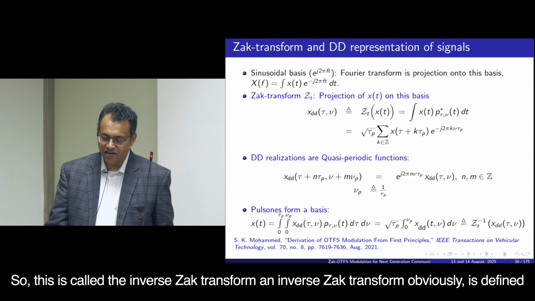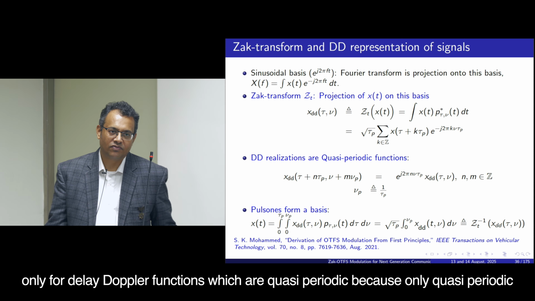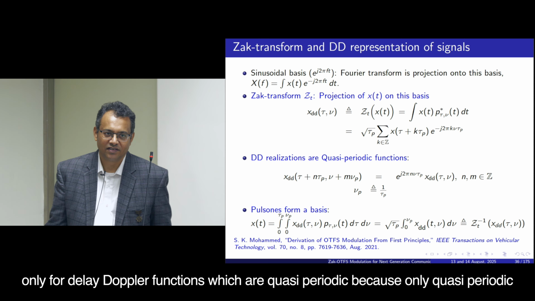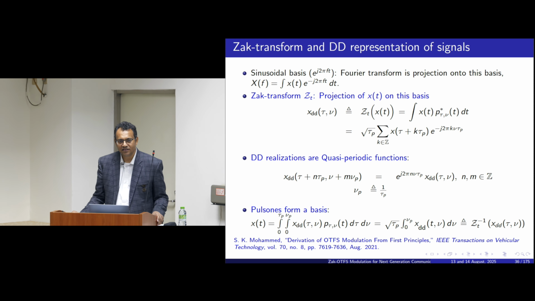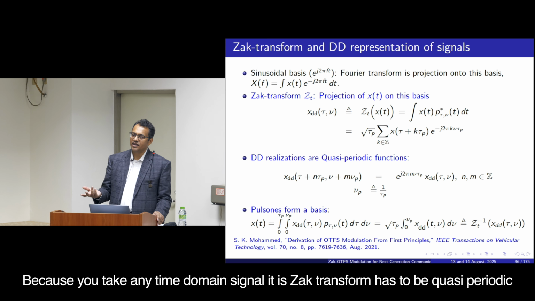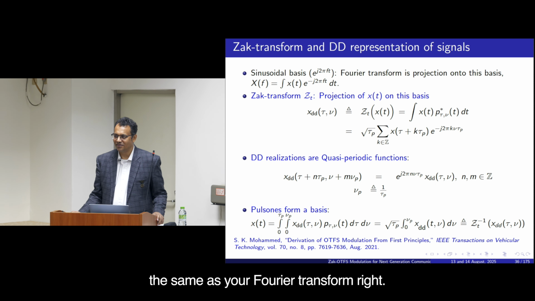An inverse Zak transform obviously is defined only for delay-Doppler functions which are quasi-periodic, because only quasi-periodic functions can have a time domain representation, right. Because you take any time domain signal, its Zak transform has to be quasi-periodic, that is why. Okay. That is the only new thing that you get here. Otherwise, conceptually it is the same as your Fourier transform, right.